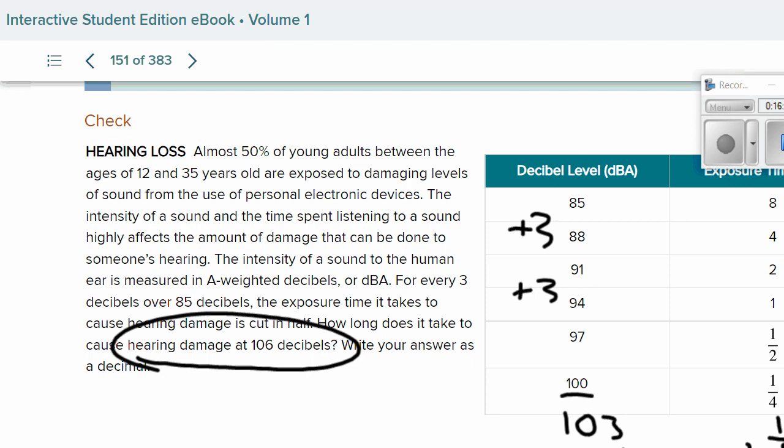Okay. Now remember, this was done in hours. So I'm going to take the number of minutes in an hour, because they want to know how much time it would take us at 106 decibels to start experiencing hearing loss or damage. So I'm going to divide that by 16, and that gives me 3.75. Okay, and 0.75 of a minute is about 3 minutes 45 seconds.